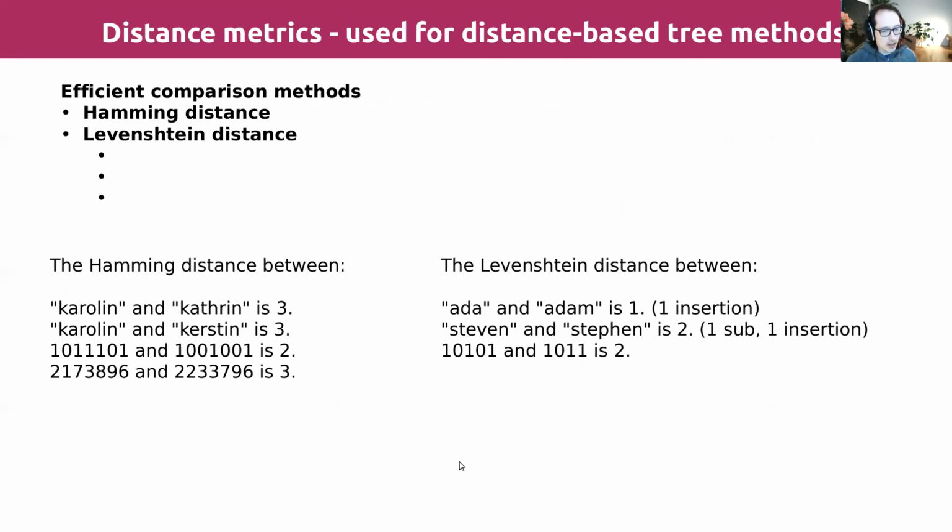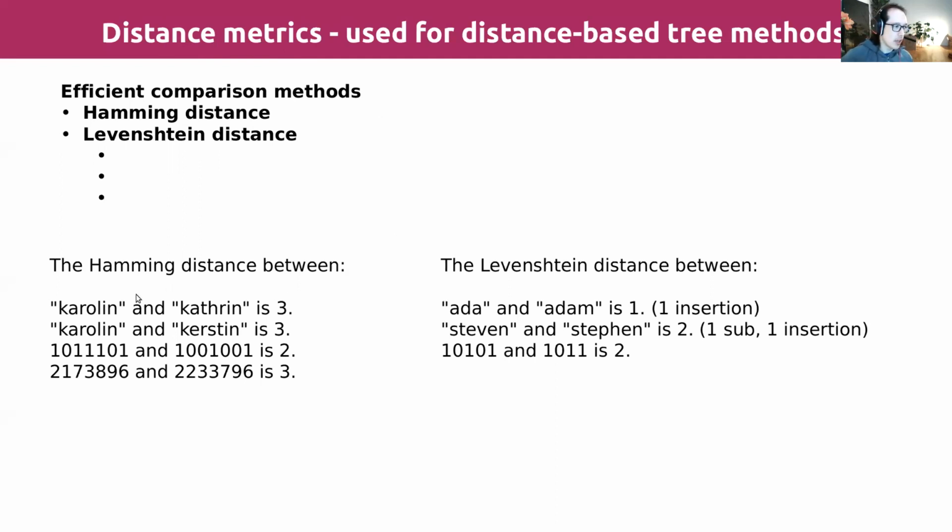And then we have distance-based methods, and these are based on the comparison of sequences using what are called distance metrics. And there are different types of distance metrics. The most basic one is called the Hamming distance. And the Hamming distance is simply the number of substitutions that one would need to make one sequence into the other. And for this, you need sequences of equal length.